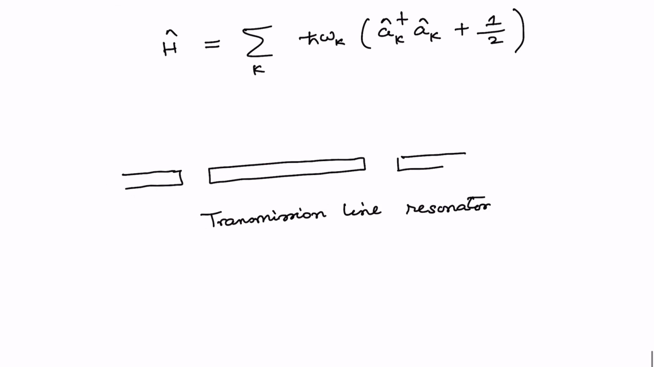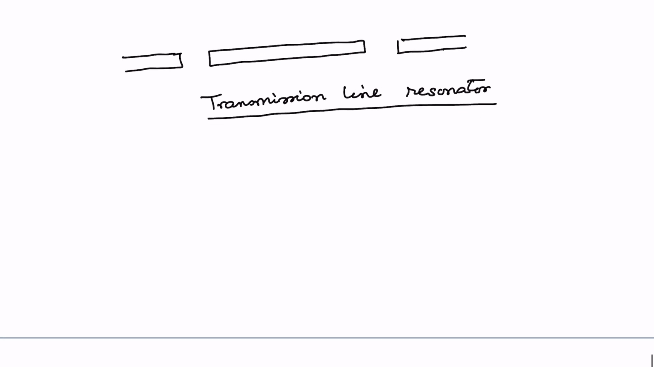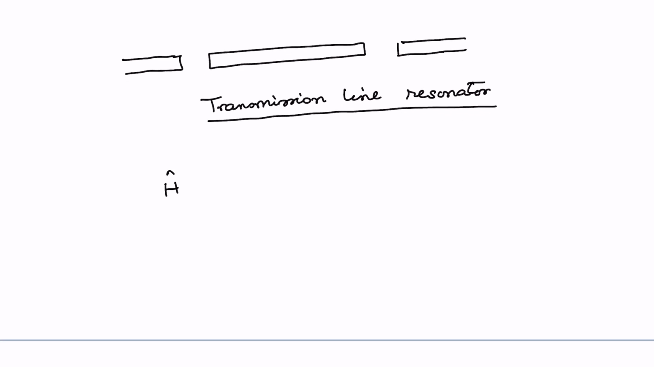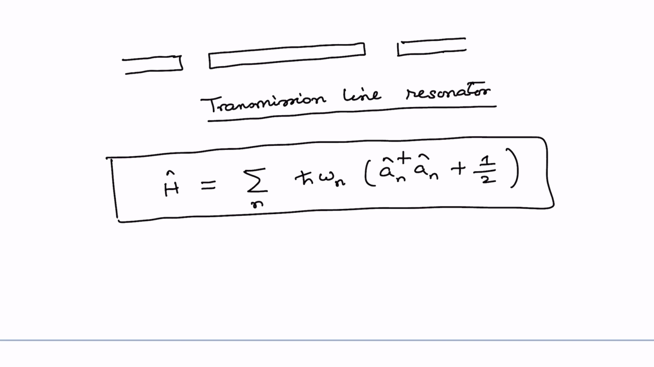So clearly this transmission line resonator, here the microwave is going to form a standing wave, and when quantized we have seen that this standing wave mode also behaves like a harmonic oscillator. So for the case of the transmission line resonator also we can write down the Hamiltonian, and this Hamiltonian is going to be again a harmonic oscillator. So we can write it in this particular form, ħ ω_n (a_n† a_n + 1/2). So when quantized, this transmission line resonator Hamiltonian is going to be of this type.